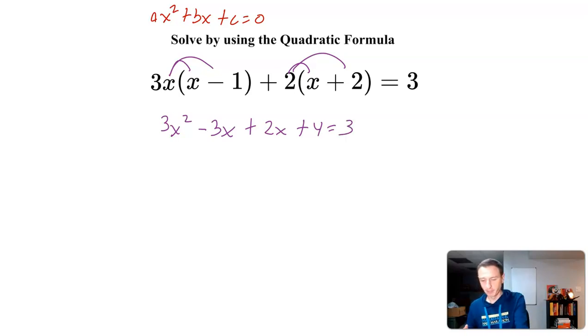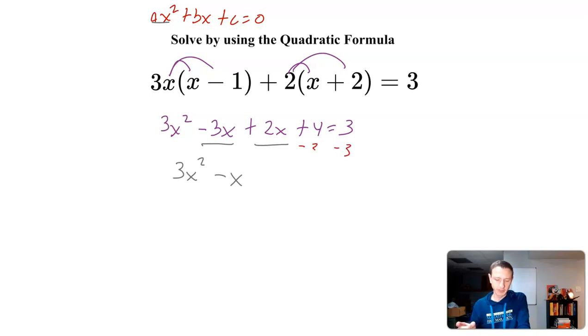Starting to take shape, right? It's starting to get there. We have the 3x squared, so we have this ax squared term. Now let's just start combining things, move things around. Negative 3x plus 2x. So I'll have 3x squared. Negative 3x plus 2x is negative 1x. Negative 3 plus 2 is negative 1. And then I also have this plus 4 equal to 3.